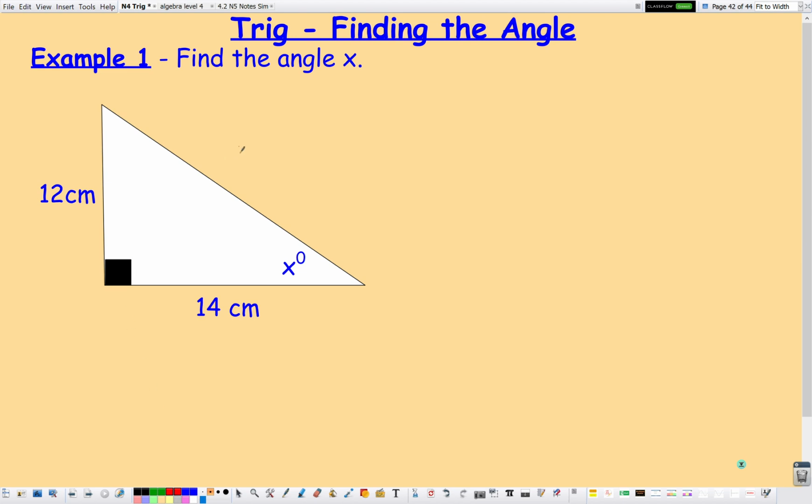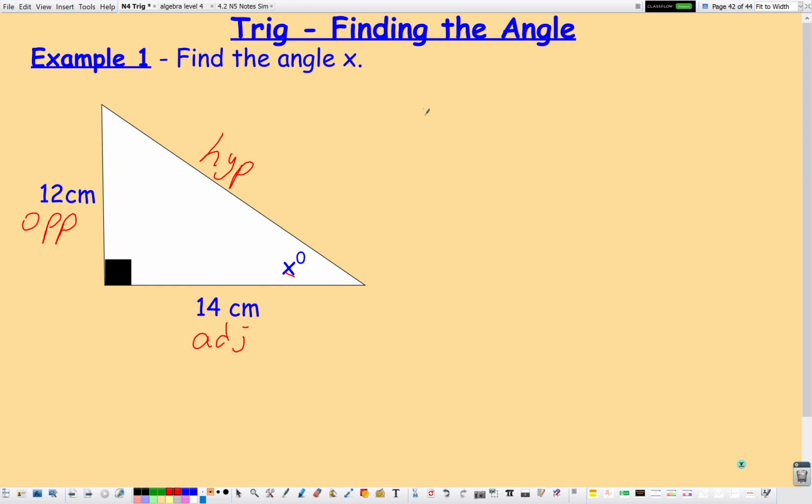So same as always, hypotenuse is the side across from the right angle. Wherever the angle is, you go to the opposite side, that is the opposite side, and the side next to the angle is the adjacent side.